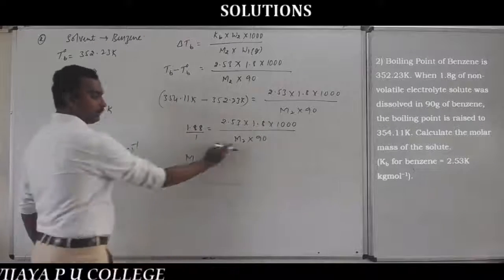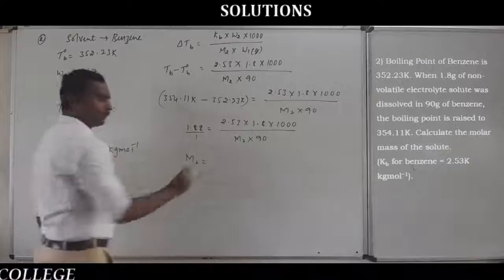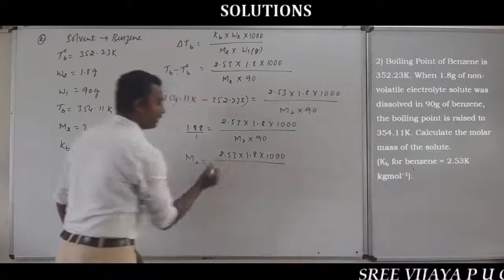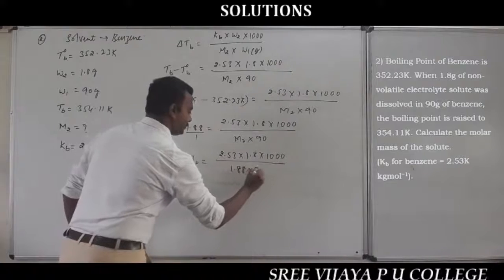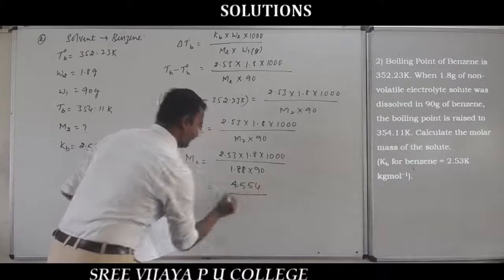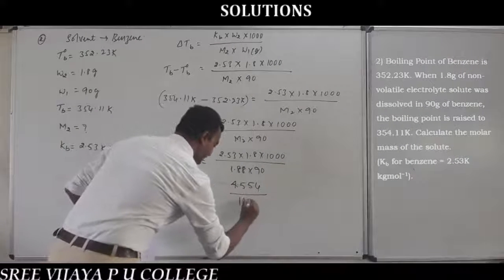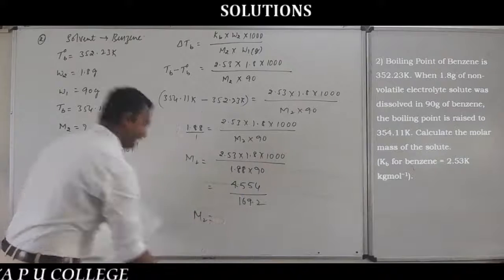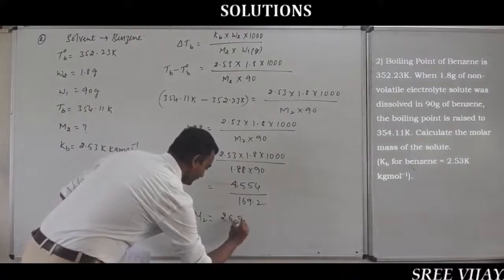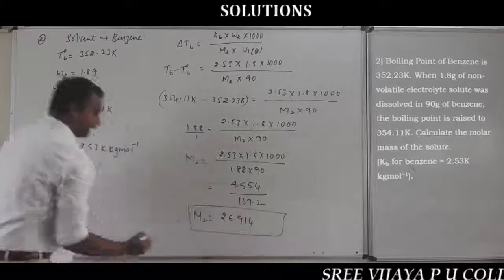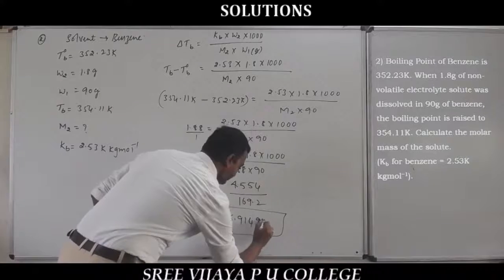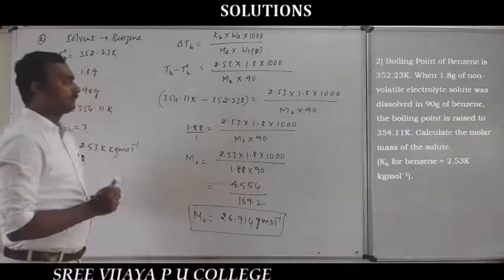Cross multiply, take M2 to the numerator and 1.88 to the denominator. So what you get is 2.53 into 1.8 into 1000 whole divided by 1.88 into 90. Calculate the numerator: you get 4554 divided by 1.88 into 90, that is 169.2. Therefore M2 is equal to 4554 divided by 169.2, that is about 26.914. That is the molar mass of solute here. What's the unit of molar mass? That is gram per mole. So here this is a direct formula, 3 marks question.